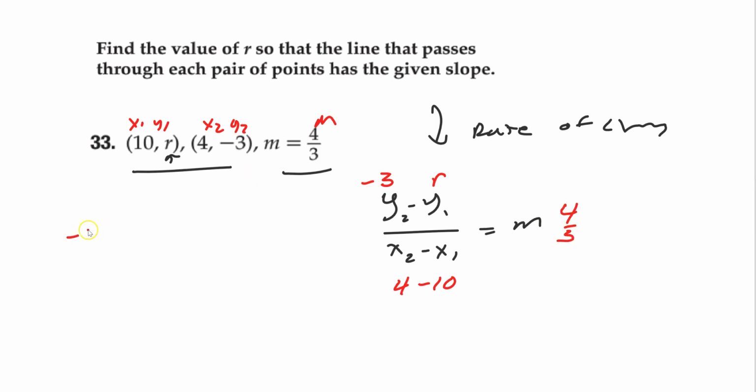Let me rewrite it real quick. I mean, it's not going to look much nicer because I'm not good at writing. If I get this, now we've got to do some math. 4 minus 10 is negative 6.